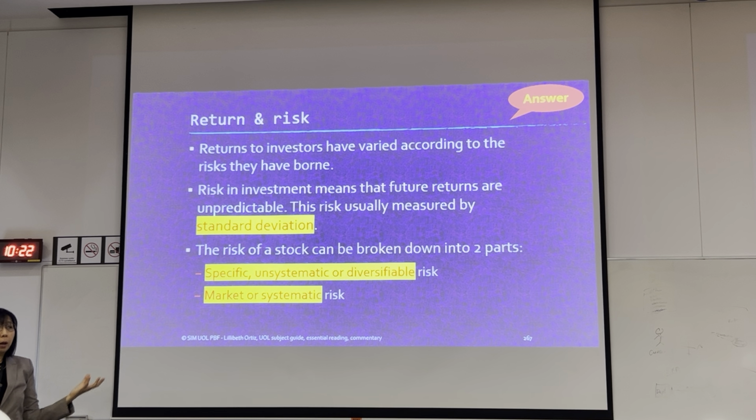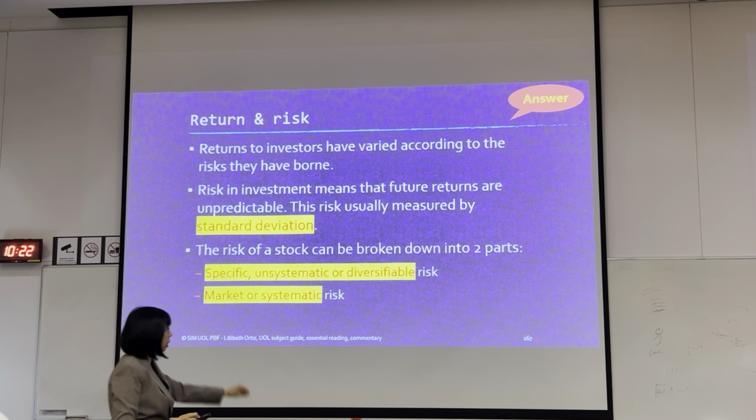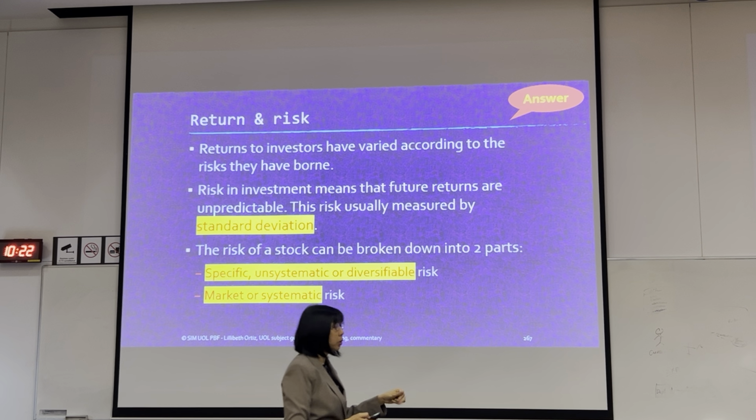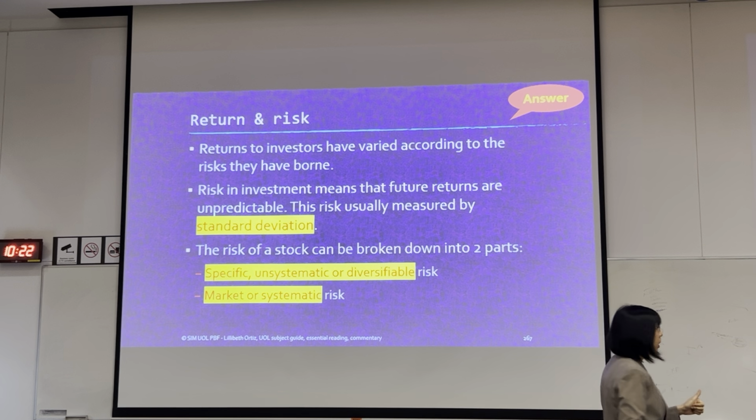So basically, you know that the risk can be in two parts. What you try to do as an investor to reduce your risk is to diversify away this specific, unique, unsystematic, diversifiable, idiosyncratic risk. There's so many names for the same thing.